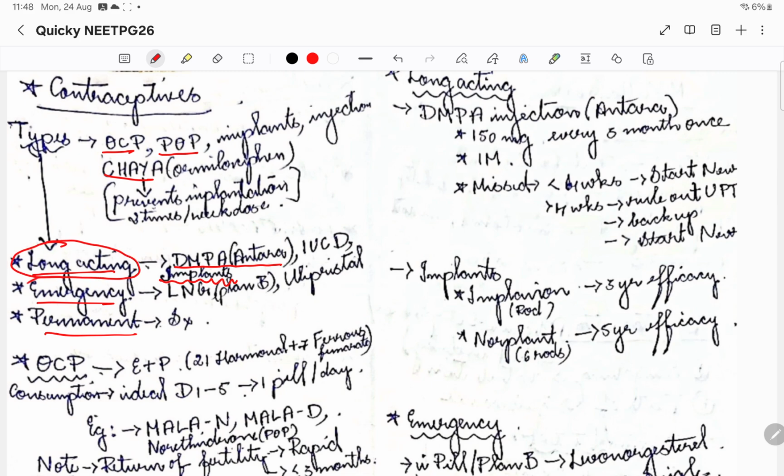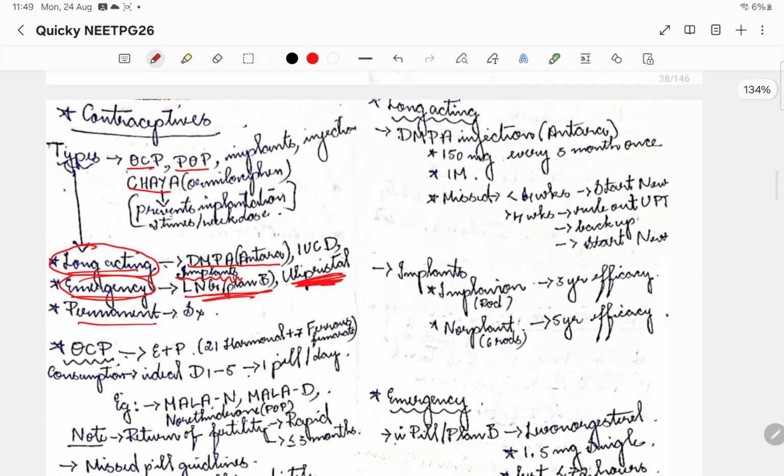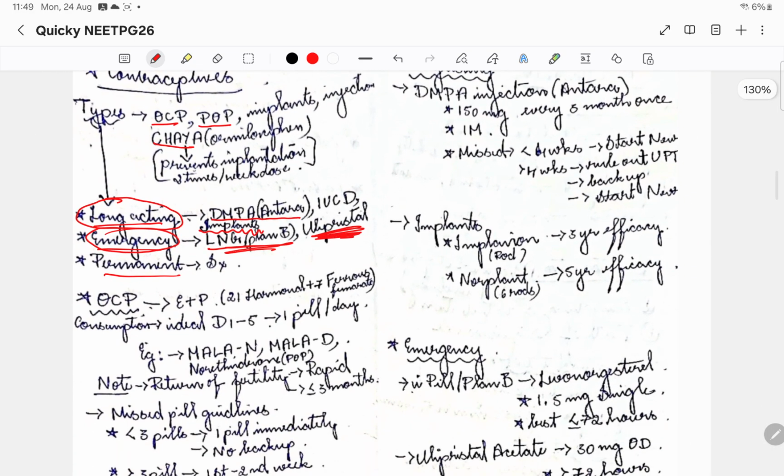Coming to emergency contraceptives, please remember Plan B, LNG, levonorgestrel. The other main one is ulipristal. I'll come to all the mechanisms of action, please bear with me. So this is the classification that I wanted to give you.